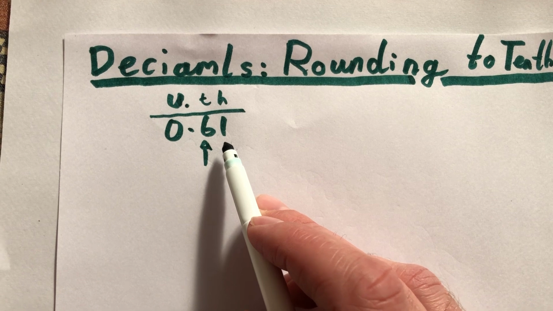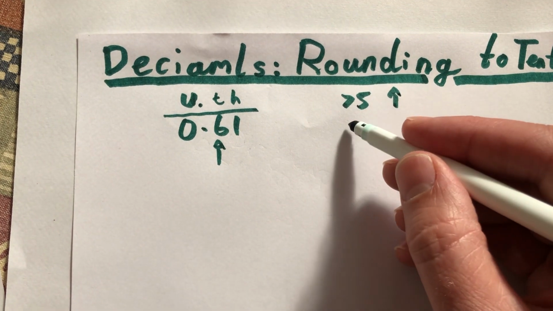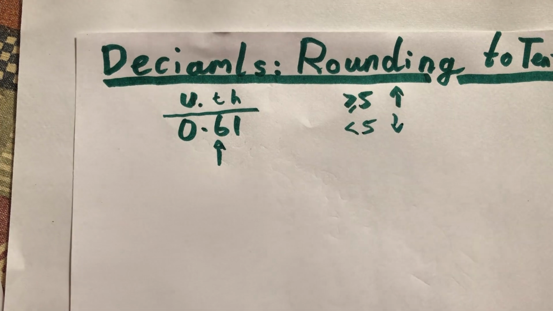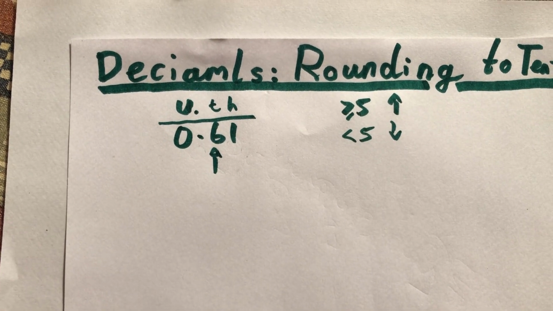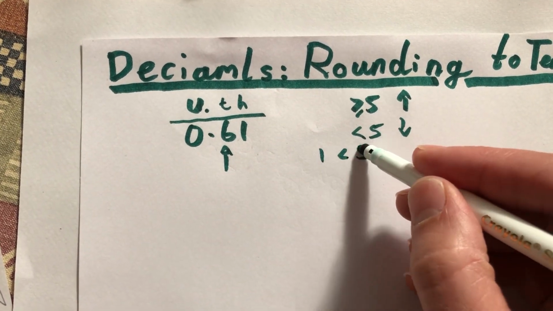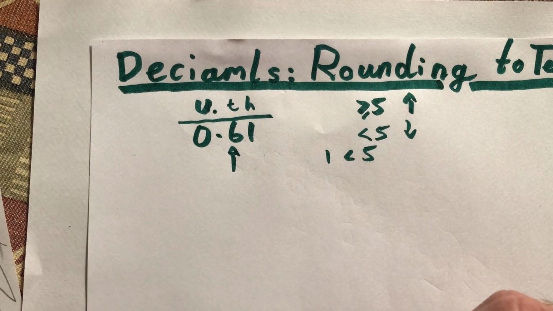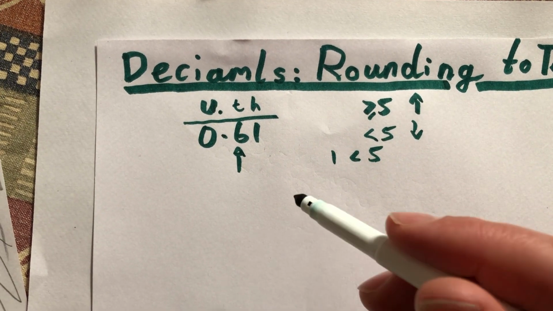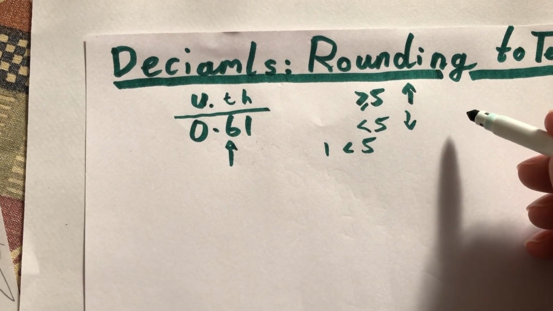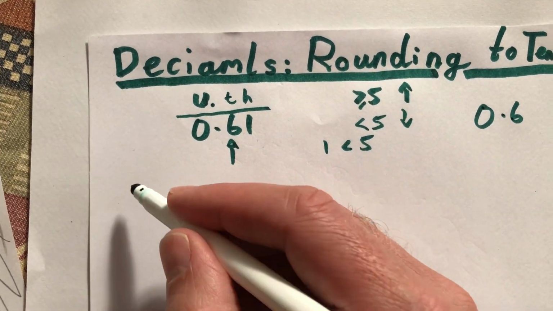If you use the rule, 5 or more let it soar, 4 or less let it rest. So 5 or more we increase. Then you know that 1 is less than 4, so we'd let it rest, which means not go down, but rest at the tenth it's already at, which is 0.6. So we leave that at 0.6. Good. Let's try another one.